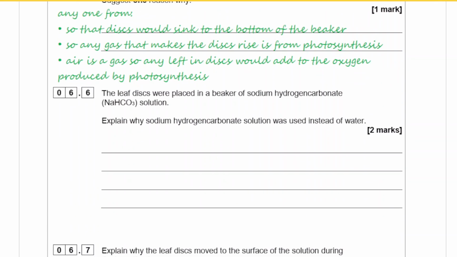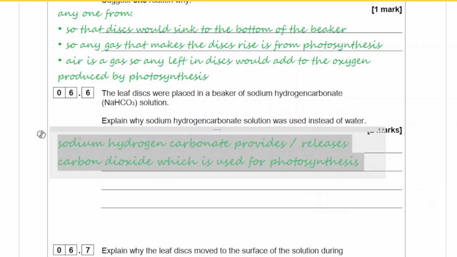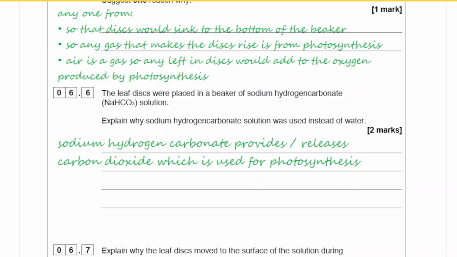The leaf discs were placed in a beaker of sodium hydrogen carbonate. Explain why sodium hydrogen carbonate solution was used instead of water. Sodium hydrogen carbonate would break down to produce carbon dioxide, and that means it's not going to be a limiting factor during this investigation.